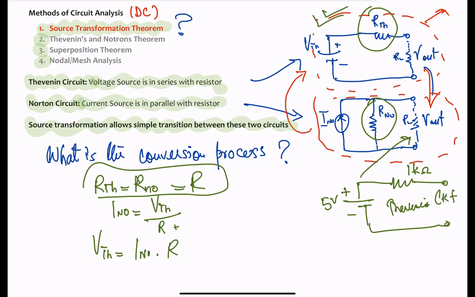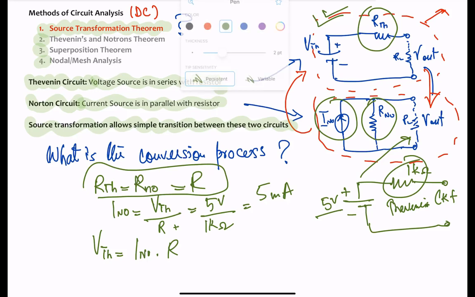And the goal would be to convert it into a Norton equivalent circuit. In order for me to convert, I need to find the Norton current, which will be VTH over R. VTH is 5 volts here, and R is 1 kilo ohm, which means the Norton current will be 5 milliamps, right?